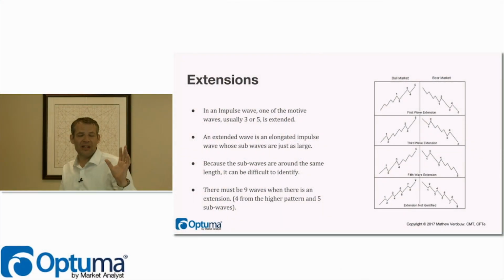So what we have there in an impulse wave going up, the motive waves, usually there's one of them. It's usually either 3 or 5 that are going to be extended. Basically an extended wave is an elongated impulse wave. What makes it hard is that the wave's subwaves are just as big. So Elliott is very fractal in the way it works, where you have a wave and then you have subwaves inside that and you're expecting to see similar patterns. It becomes really hard to identify.